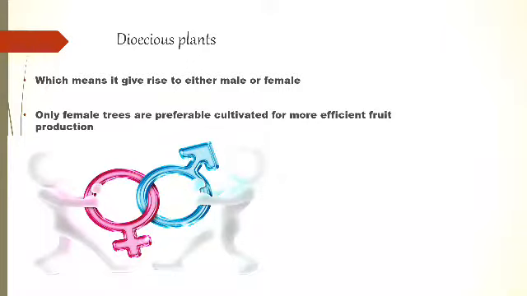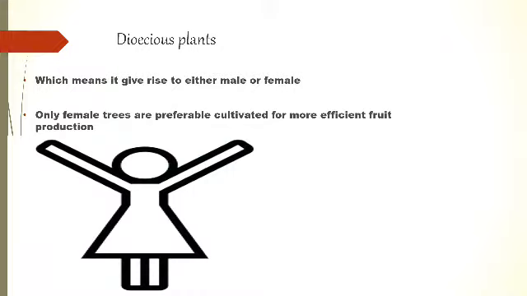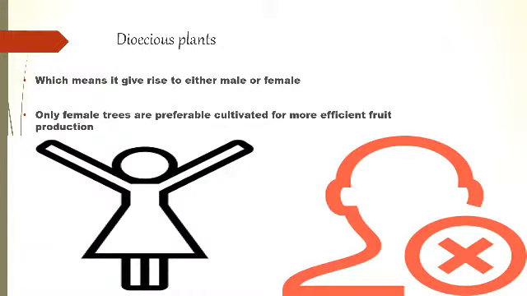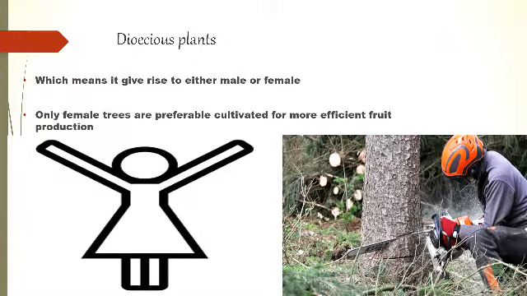Besides, it is also a dioecious plant, which means it can give rise to only either male or female trees. In general, only the female trees are preferable to cultivate, while the males will be eliminated or cut down for other economic purposes. This is because the female tree provides more efficient fruit production.